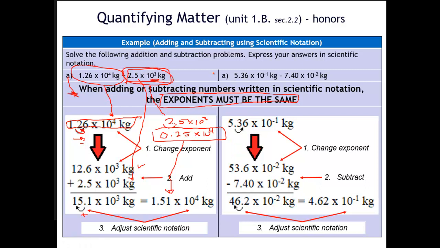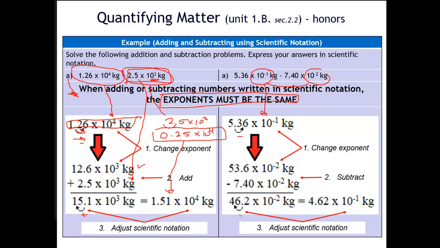Here's another one, right? So again, I'm going to try to get this 10 to the minus 1 and match it up to this 10 to the minus 2 here. I'm going to do that by moving it to the right, because I'm going to subtract it. And then it becomes a negative exponent, right? Minus 1 is minus 2. So 53.6 minus 7.4 will get me 46.2.